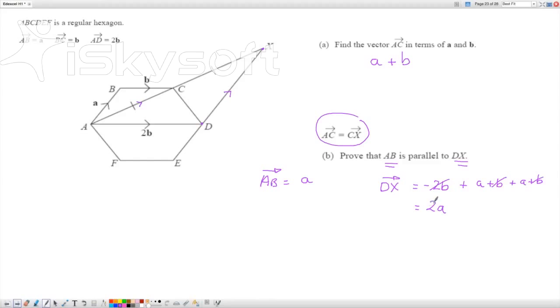Now we can see that these two vectors will be parallel because one is a multiple of the other. We can see that 2a is equal to DX. So they have the same gradient as one is a multiple of the other. They both have the common part of a in their vectors.